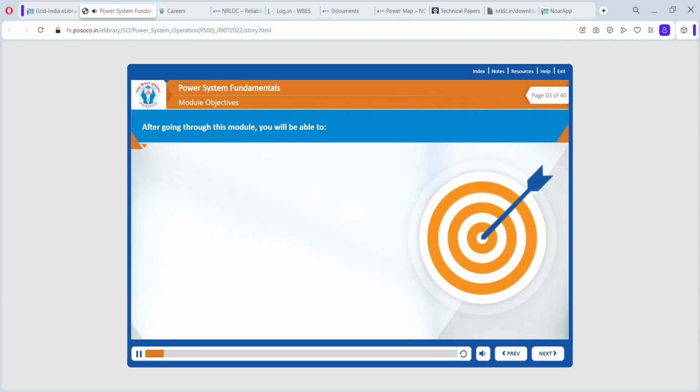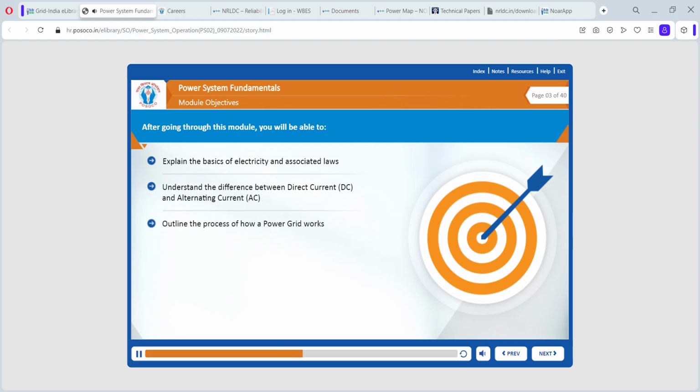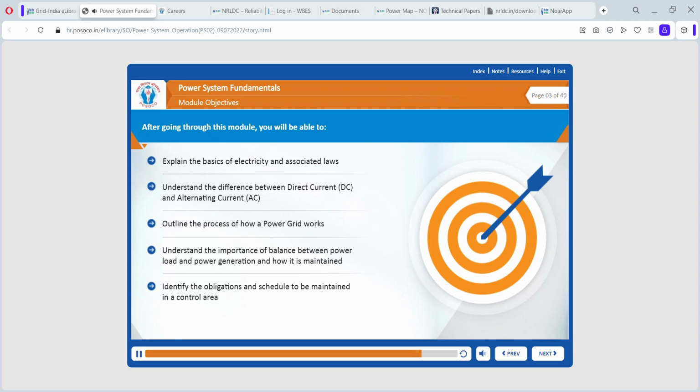After going through this module, you will be able to explain the basics of electricity and associated laws, understand the difference between direct current or DC and alternating current or AC, outline the process of how a power grid works, understand the importance of balance between power load and power generation and how it is maintained, and identify the obligations and schedule to be maintained in a control area.